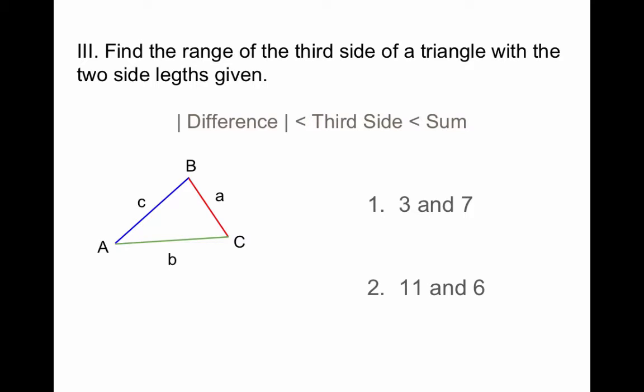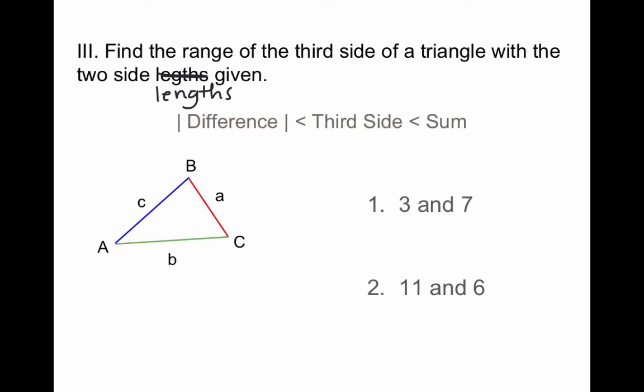Next, we're going to find the range of the third side of a triangle when you're given the 2 side lengths. So with the 2 side lengths that are given, and that is a typo there. The word lengths has an N in it. Sorry about that. Okay, so we have 3 and 7.